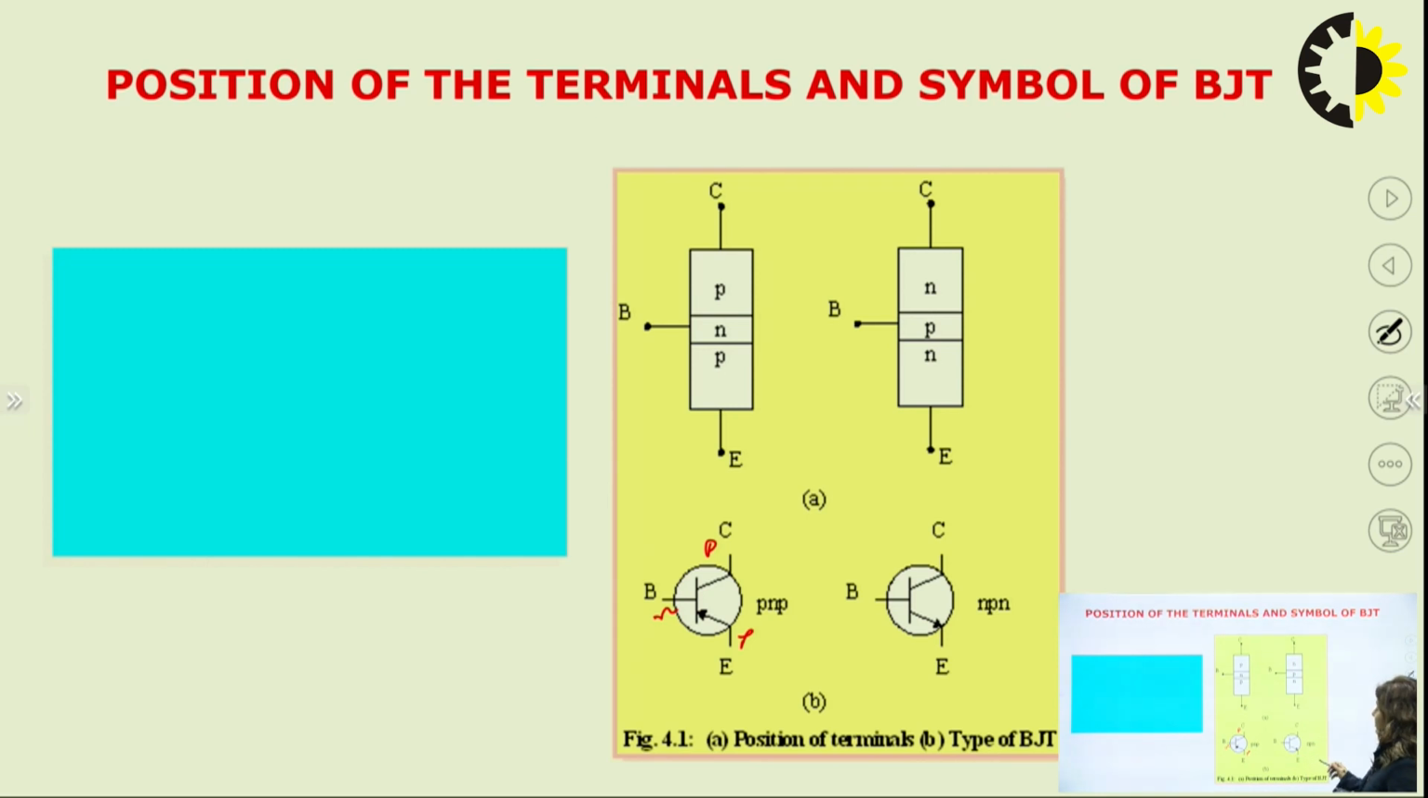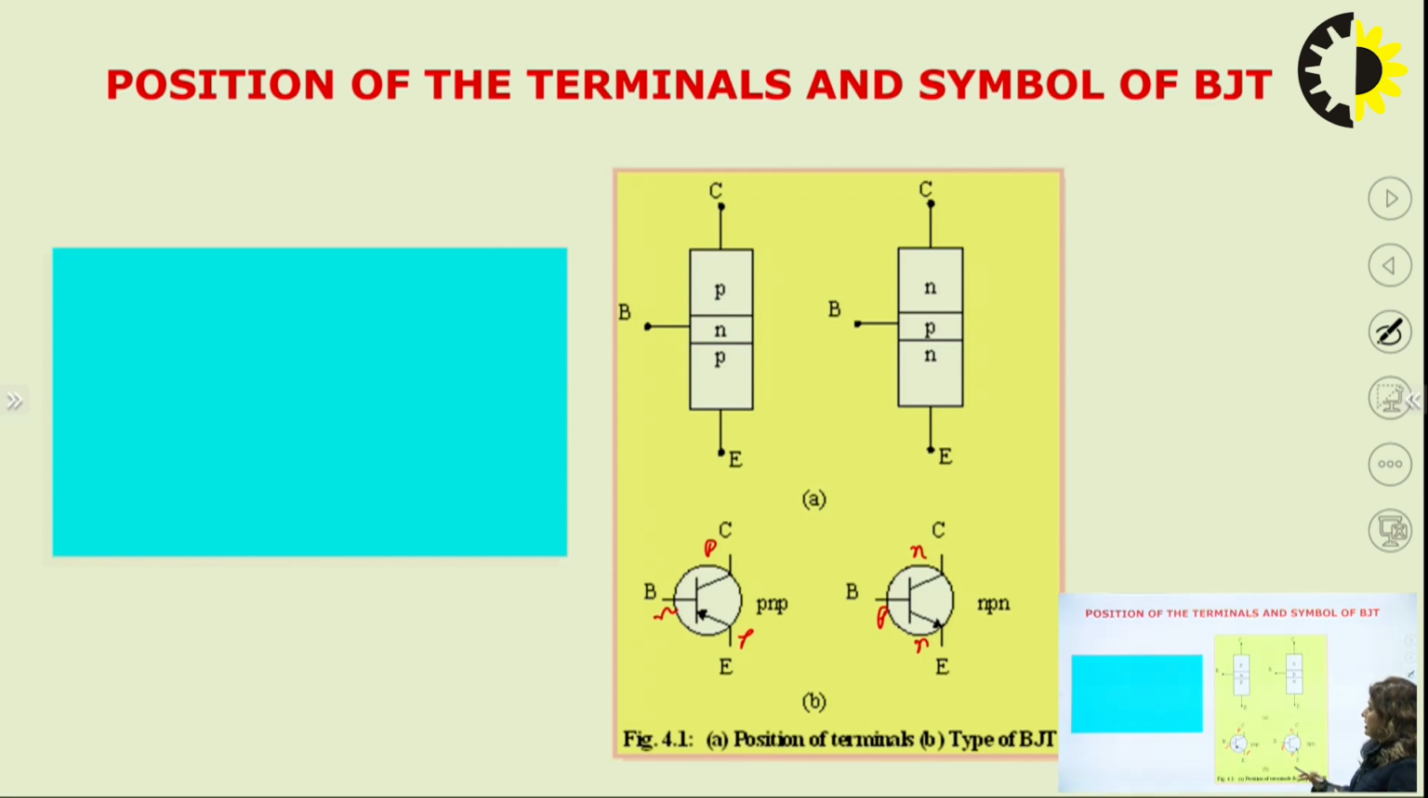Similarly for NPN transistor, this is N, this is P, this is N, the current will flow from P to N type. So these are some pictures which show the position of the terminals of the PNP and NPN using emitter, base, collector configuration, and the current direction basically, because we have to know from where to where the current is flowing.